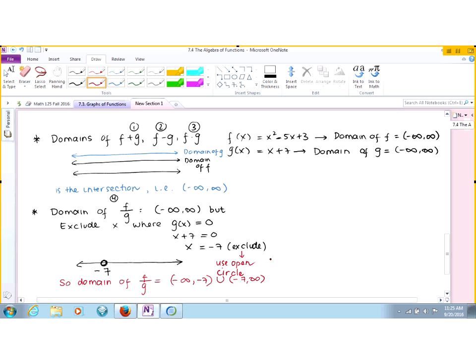Yay! Are we okay so far? Okay. And if I want to write it in set builder notation, this is x such that x cannot equal negative 7. So it just says let's exclude negative 7. And if we write it in interval notation, this is negative infinity to negative 7, union negative 7 to infinity. Yes? So we have to exclude those. Can I clarify anything before we move on? No, we're good? Okay.